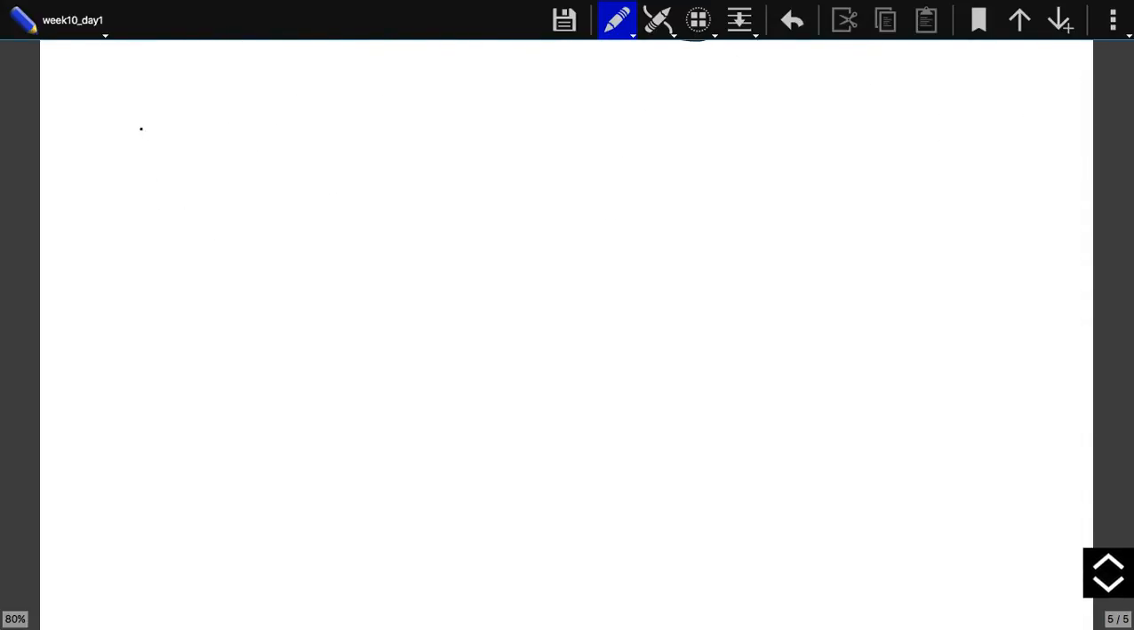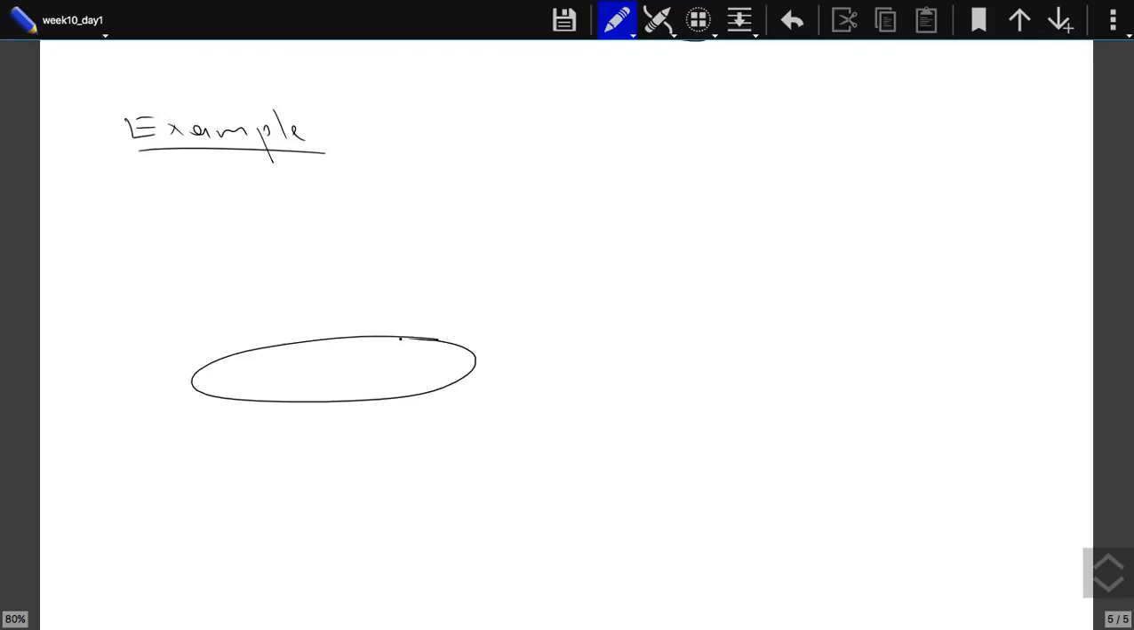Now let's do another application. Let's assume we have a ring that is carrying a current I.